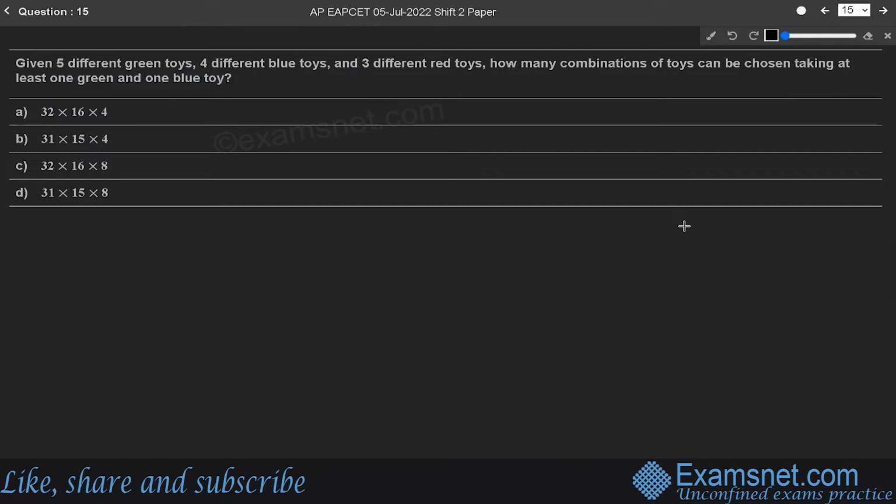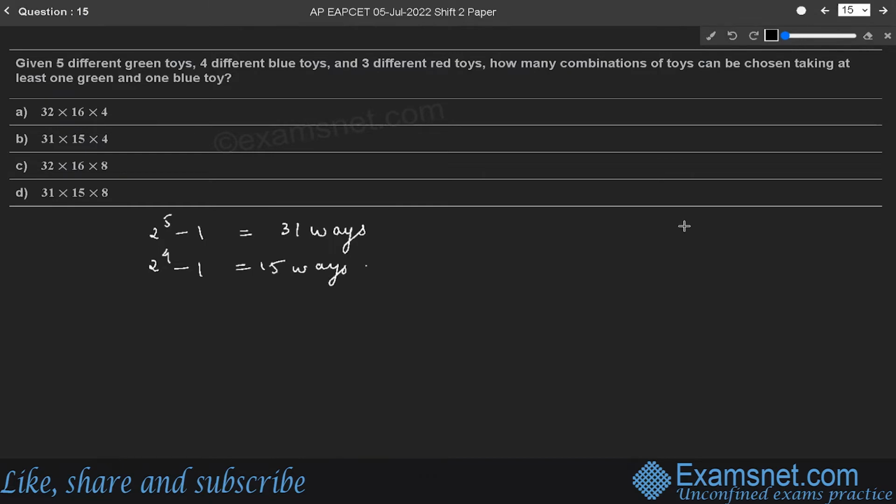In this question, we have to understand that at least one green toy can be selected out of 5 green toys in 2 power 5 minus 1 ways, which is equal to 31 ways, or we can say 31 possible combinations. Similarly, at least one blue toy can be selected out of 4 in 2 power 4 minus 1 ways, which is equal to 15 ways.